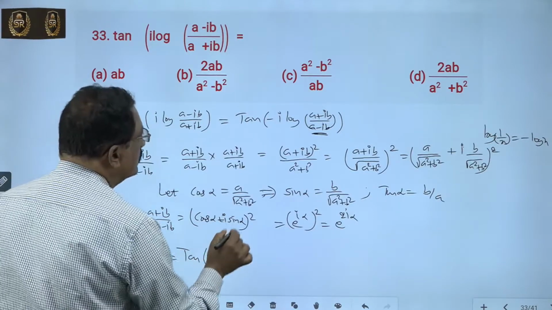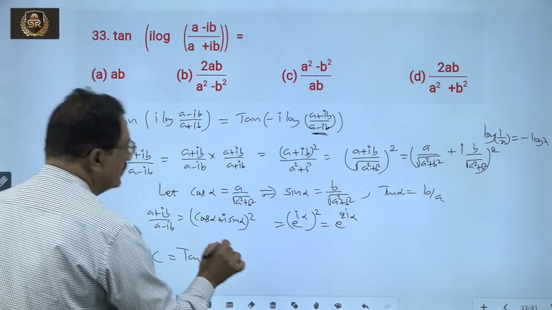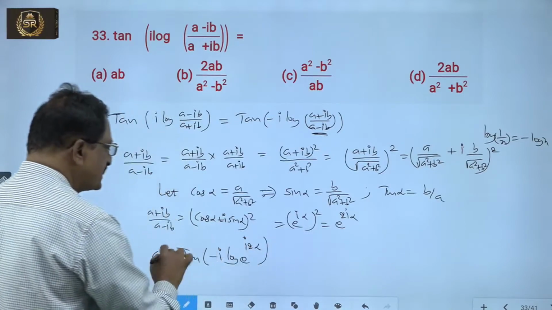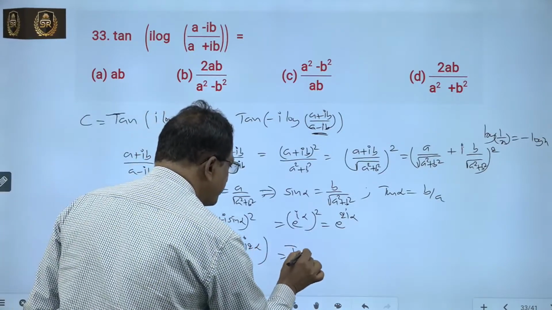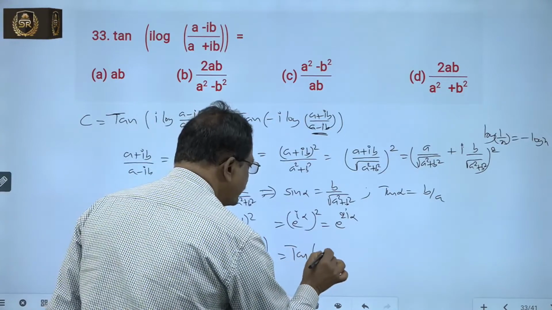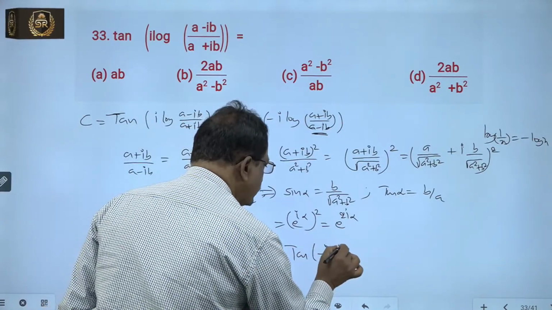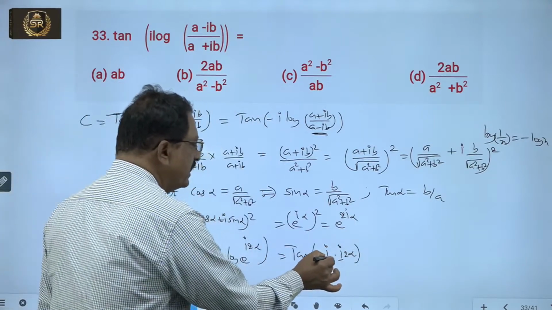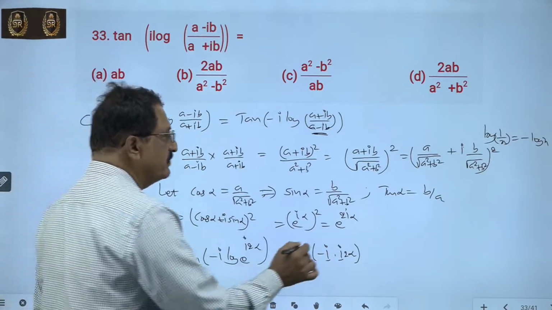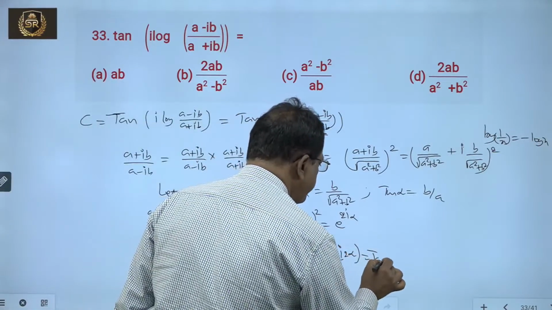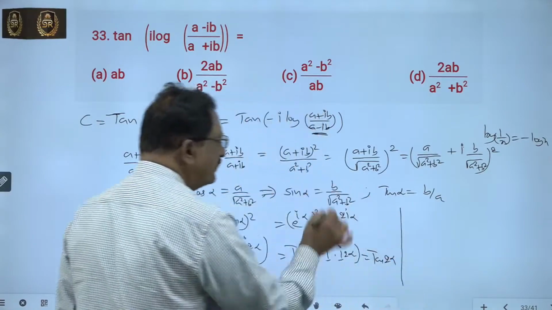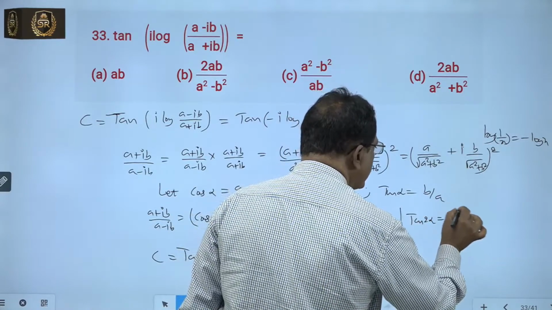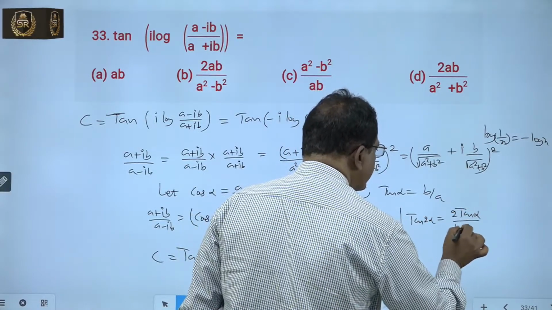minus i log of e to the power 2i alpha. Since log x power n equals n log x, tan of minus i into 2i alpha. Now i into i, i square equals minus 1, so that equals tan 2 alpha. We require the value of tan 2 alpha. Therefore, tan 2 alpha equals 2 tan alpha by 1 minus tan square alpha.